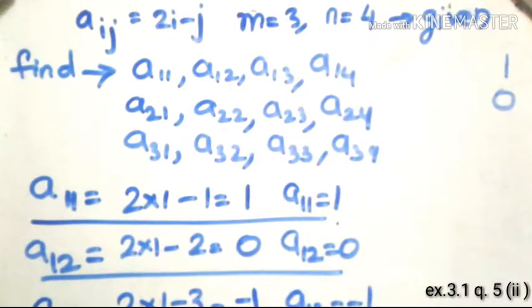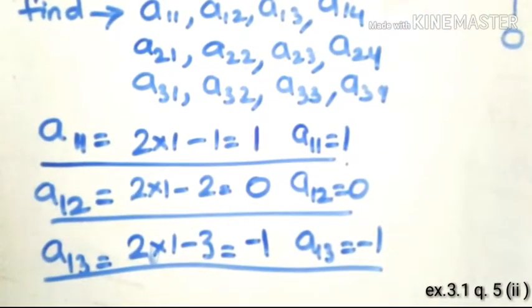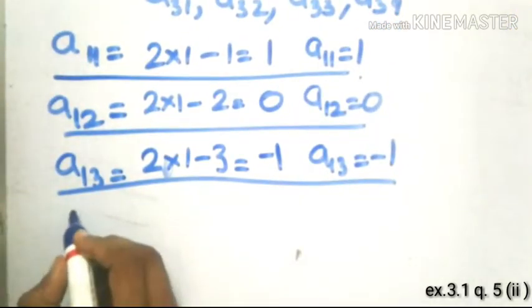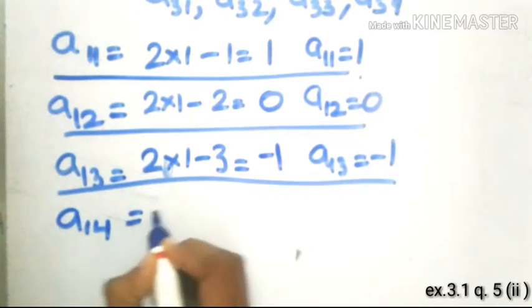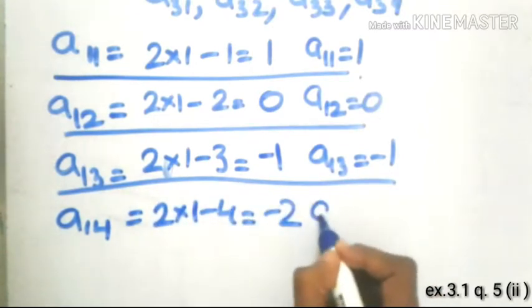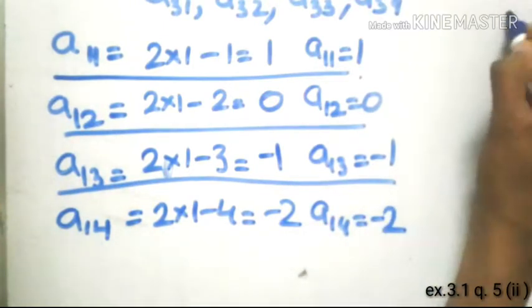So as you can see, once you know how to approach a problem, it's so easy. It becomes almost mechanical for us. So the next value we have to find is of A14. 2 into 1 minus 4. 2 minus 4 is minus 2. So A14 is minus 2. I'll just write that on the side.